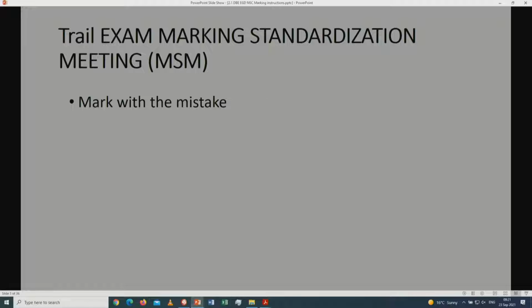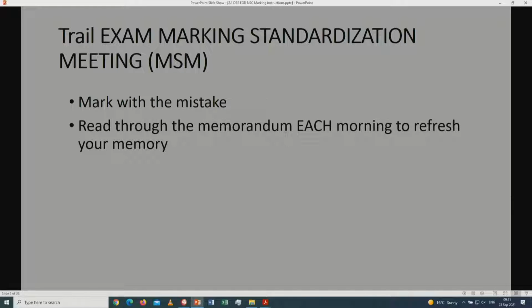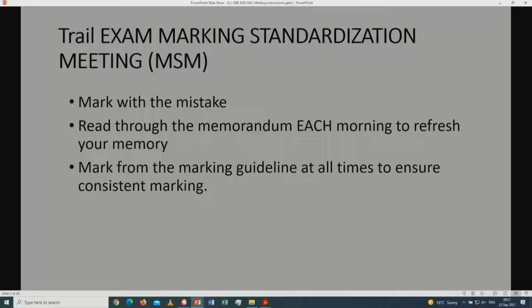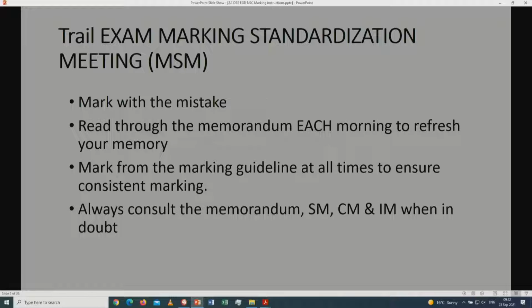I will show you some options in a few moments from now, but yes, that is what I want to point out to you in terms of that. All right, and then also read through the memorandum, like I said, and refresh your memory every now and then. Mark from the marking guideline at all times to ensure consistent marking. So in other words, if you pick up something, rather phone me or the other subject advisors in terms of making sure that you are on the right track. If you are not sure, check with your subject advisor, and ask him for some advice in that regard.